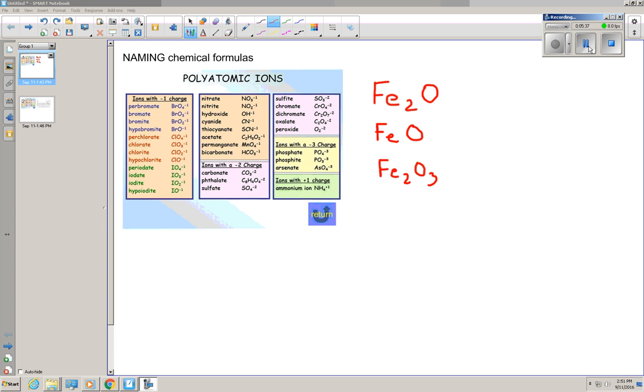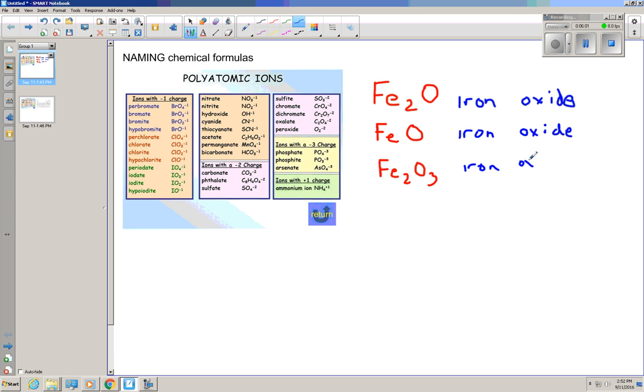So I'm going to write the name for this. Okay, so this formula is iron and oxygen. It's iron oxide. Well, what about this formula? Well, this formula is iron and it has oxygen, so it's oxide. I don't think I like where this is going. And this formula has iron and this has, oh, so what gives here?